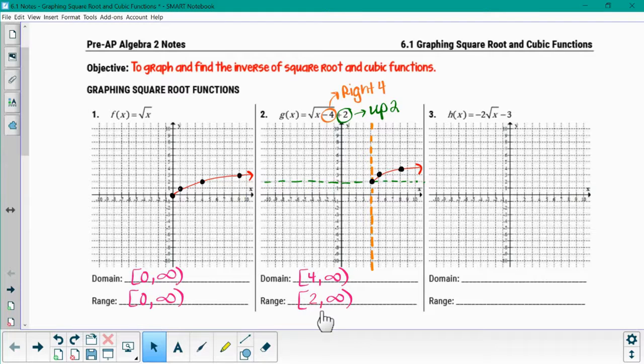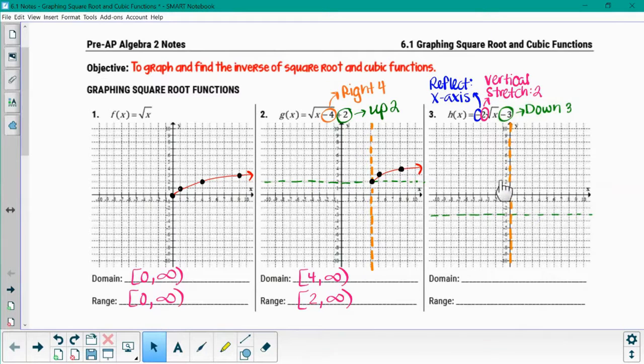Now, number 3 gets a little bit tricky because I do introduce some different types of transformations. I am going to see a negative in front, which indicates a reflection over the x-axis. The 2 is going to be a vertical stretch of 2. I don't have any left-right shifts, but I do have a shift down 3. So I've shifted my x-axis from 0 down to -3, and I went ahead and drew my y-axis in its original position of 0.